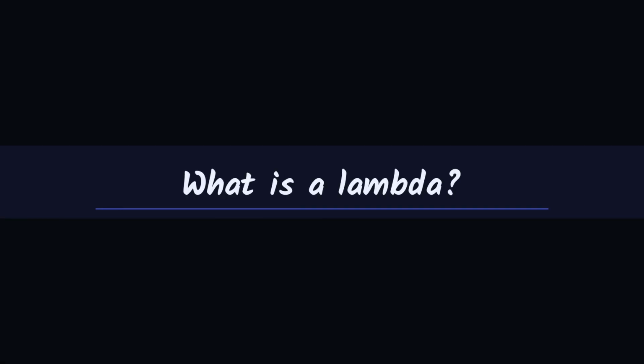A Lambda is an anonymous function. Anonymous simply means it has no name of its own. Instead of a full def block spread over several lines, it's written inline in a single line, right where you need it. Let's walk through the anatomy of a Lambda, piece by piece.